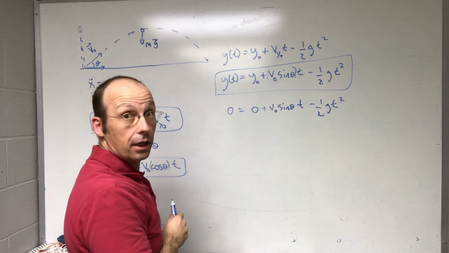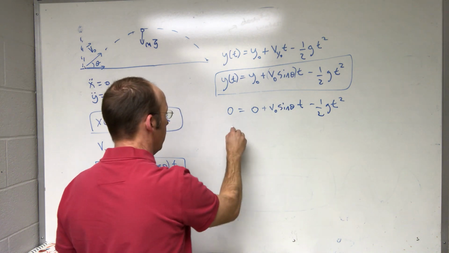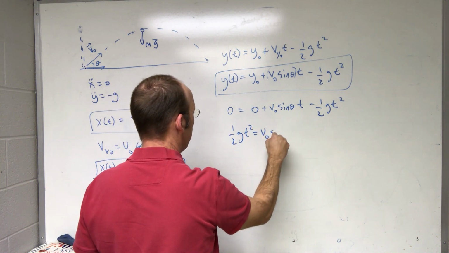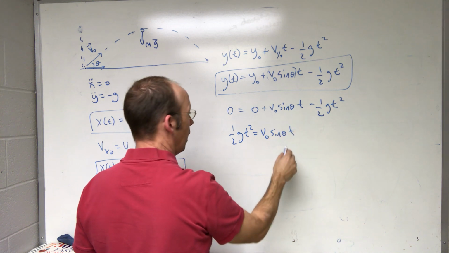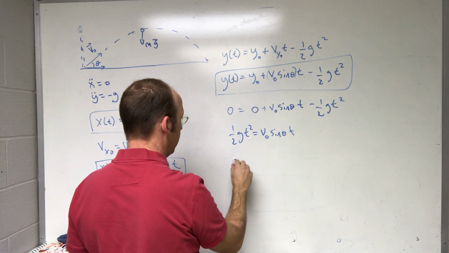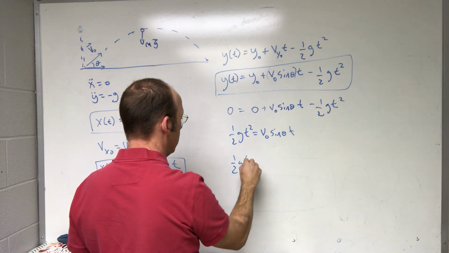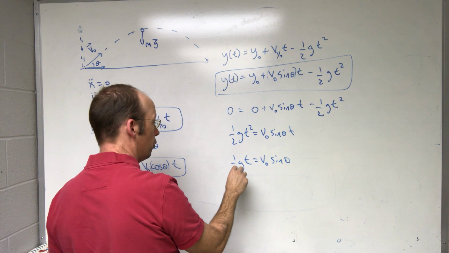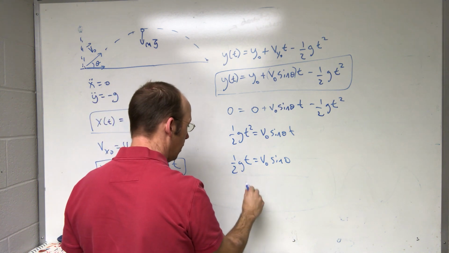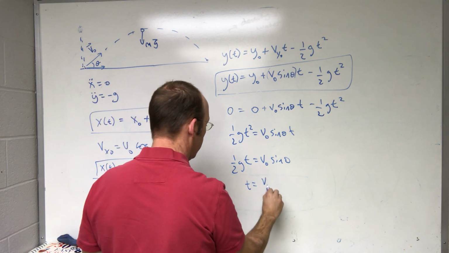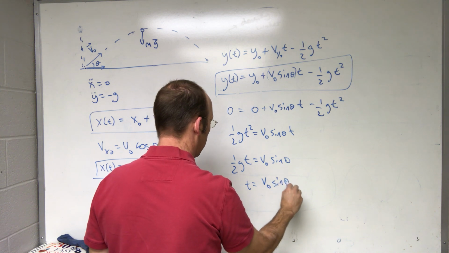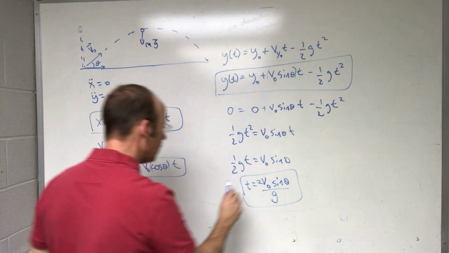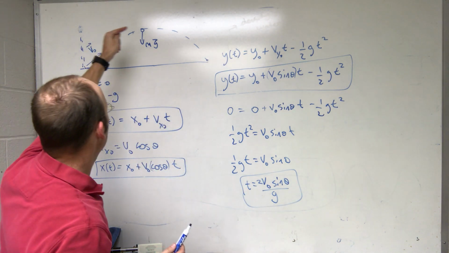And I want to solve for t. So let's solve this for t. So I get 1/2 g t squared equals v0 sine theta t. I can divide both sides by t, and I get 1/2 g t equals v0 sine theta. And then I multiply by 2 and divide by g. t equals v0 sine theta times 2 over g. That's the time it takes to go up and back.